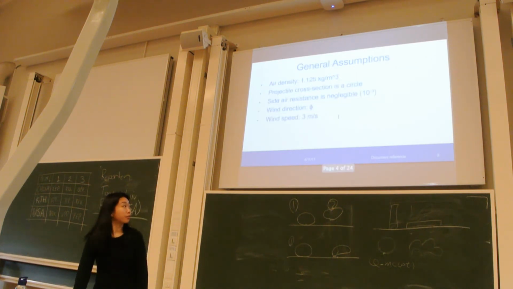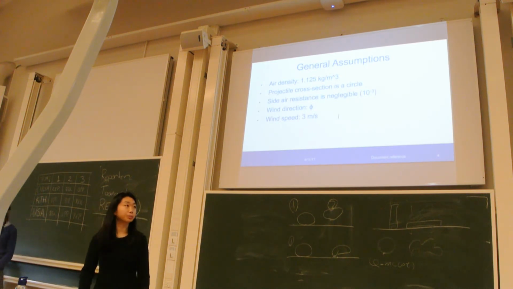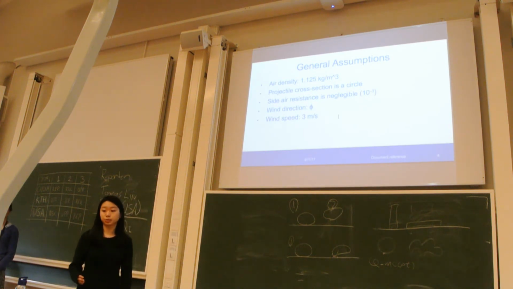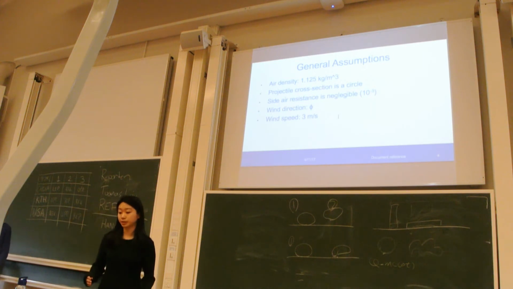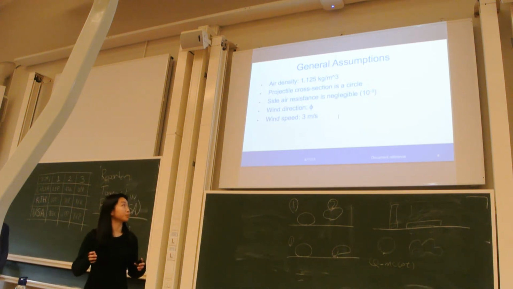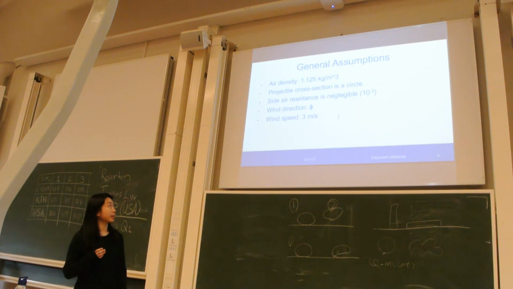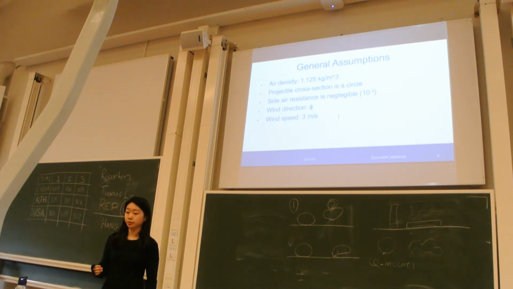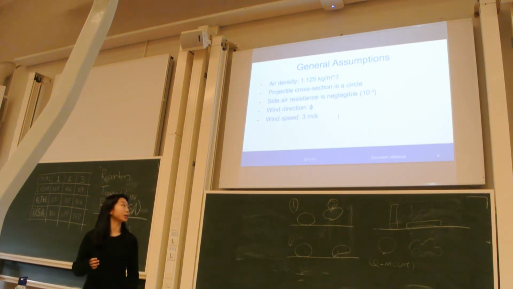So first, I want to do some numerical analysis of the problem, so I have to first make some general assumptions. I assume that the air density is 1.125, which will be changed later. And then I said that suppose the projectile cross-section is a circle, just so that it's easier to calculate the sectional area using pi r squared. Then I said that the sideway air resistance is negligible because it's on the magnitude of 10 to the negative 3, which is very small compared to the other forces.